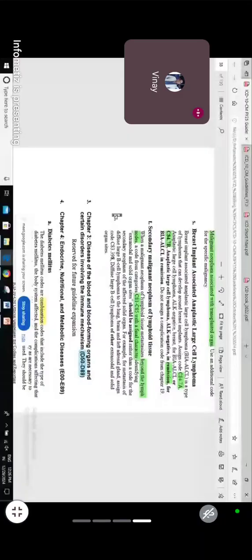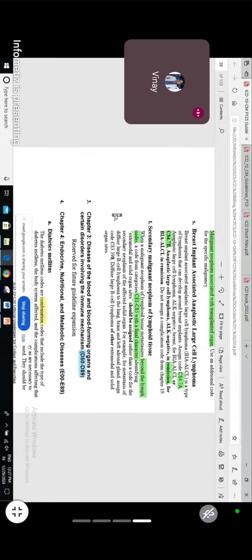Then chapter number 4, diabetes. The very first guideline for diabetes: if the diabetes type is not documented, they have not clearly given whether it is type 1 or type 2, always consider what? Type 2.